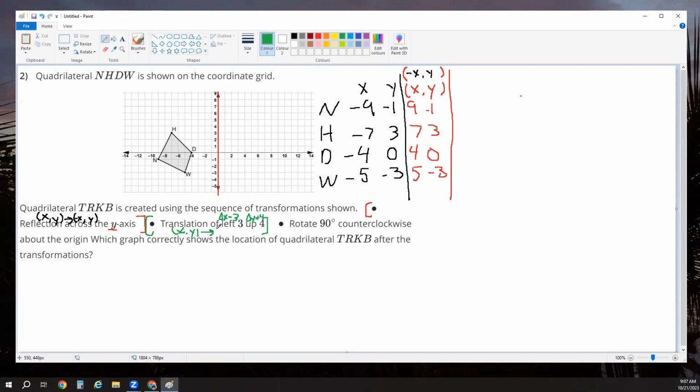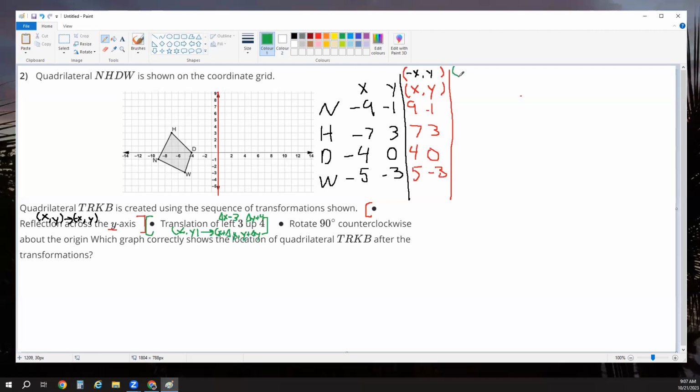Y is going to be x plus delta x, x plus y plus delta y. In this case, it's x minus 3 and y plus 4. If your delta x is negative, the plus turns into a negative sign.